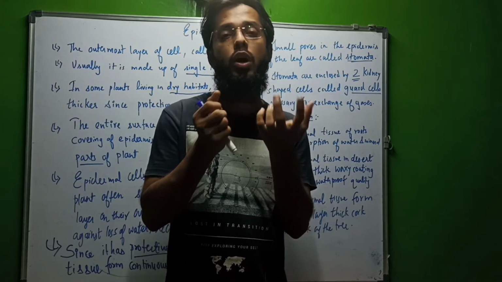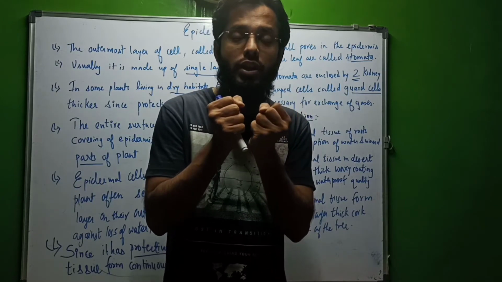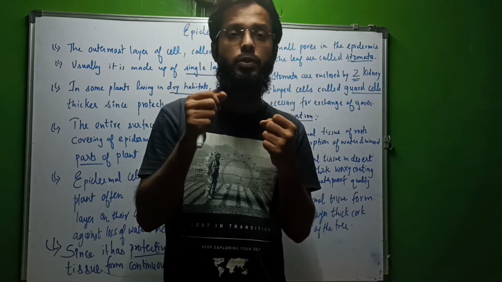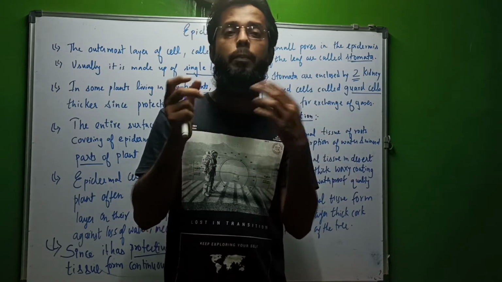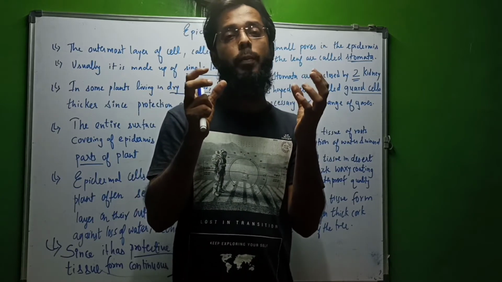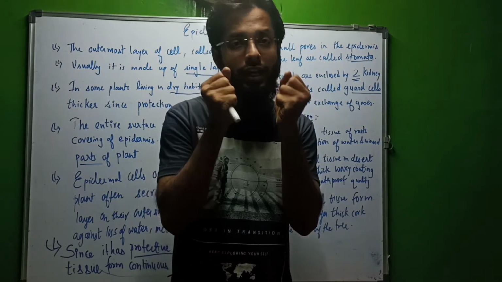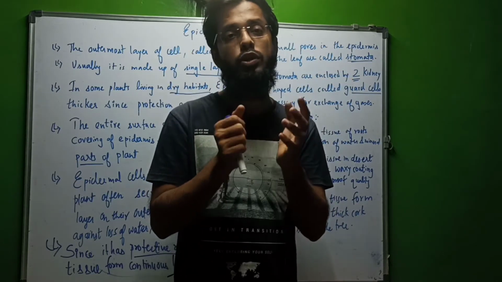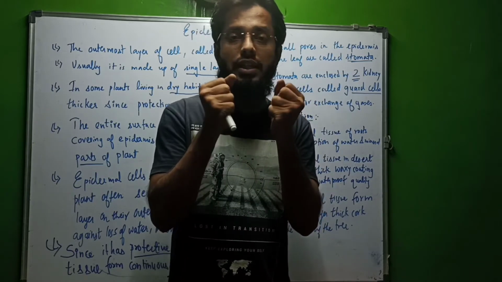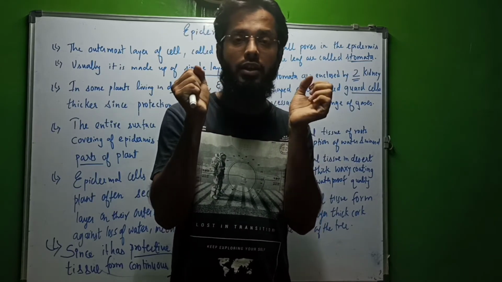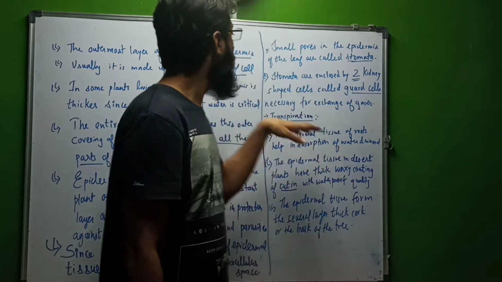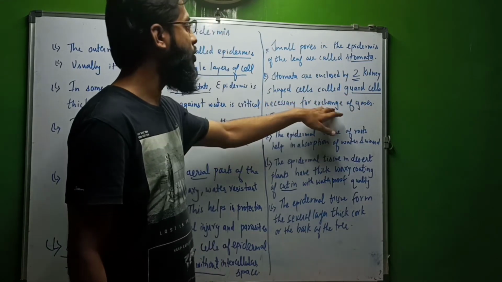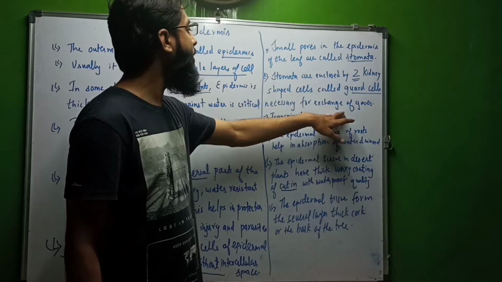Guard cells are the two kidney shaped cells due to which the stomata open and close because of osmosis. If you have come across this mechanism, the stomata is enclosed by two kidney shaped cells which contain chloroplast, and due to osmosis the guard cells swell up and the stomata open, and when guard cells shrink, the stomata get closed. They are necessary for exchange of gases.